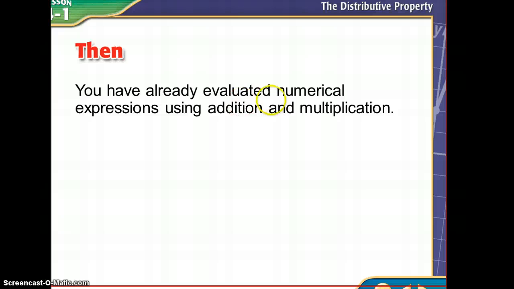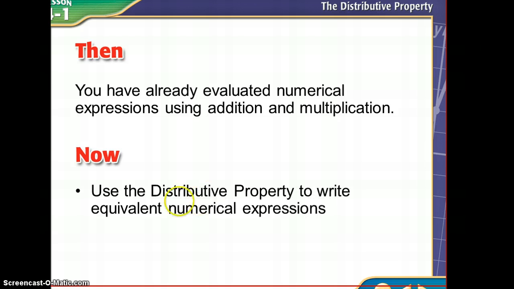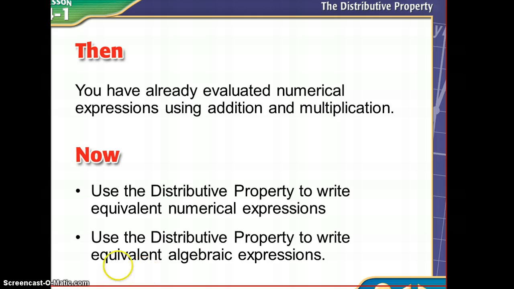And in the past we have learned to evaluate numerical expressions, but we've done it using addition and multiplication. Today we're going to expand on that idea and continue learning more about that with the distributive property. We will write equivalent numerical expressions and we will write equivalent algebraic expressions. Remember, an expression means there's not an equal sign involved. So you start with equivalent expressions. Basically, those are equal ways of saying the same thing.